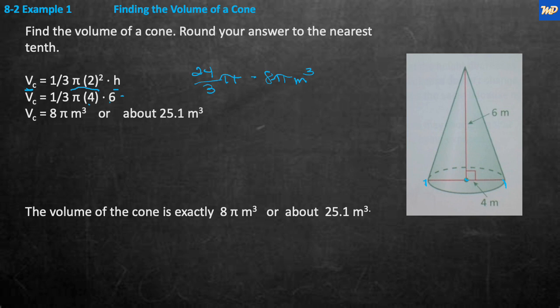That's the exact value. And as you know, in the past, we've talked about the approximate value, and that is when we convert pi to its decimal approximation of 3.14. Then we get 8 times 3.14 comes out to 25.1. So the answer here is the volume of the cone is exactly 8 pi meters cubed, or approximately 25.1 meters cubed.